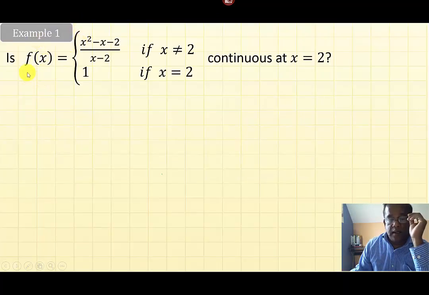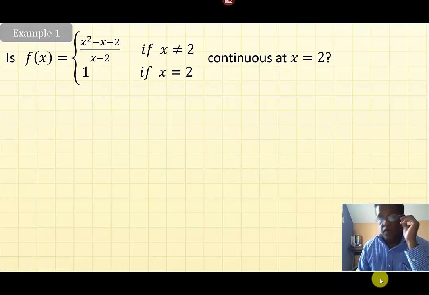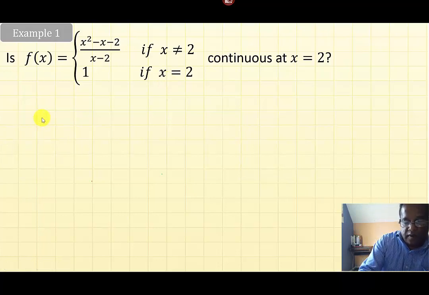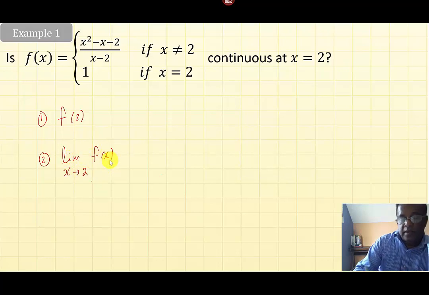Example number 1. Is f of x continuous at x equals 2? We want to know whether this is continuous at x equals 2. So we need to go to the definition. We need to first find f of 2 and the limit as x approaches 2 of f of x, and then see whether they are the same. If they exist and they are the same, then it is continuous at 2. Otherwise it is not continuous.